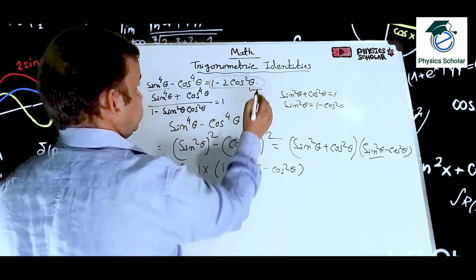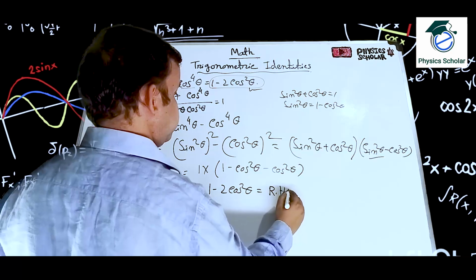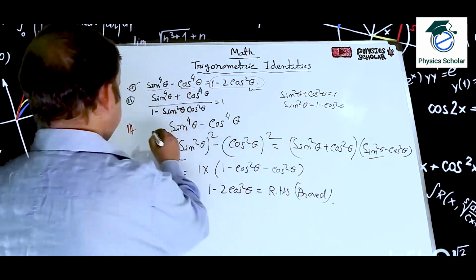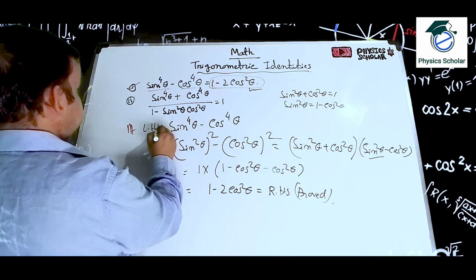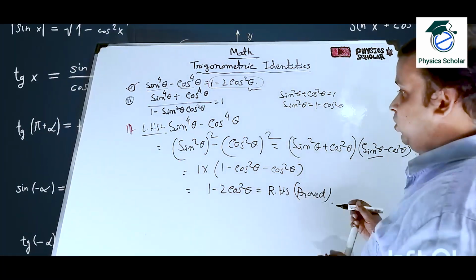What we have to prove? 1 minus 2 cos square theta is equal to what? RHS. Clear? Proved. So you can write it as LHS, meaning left hand side. So students, hope you have understood this.